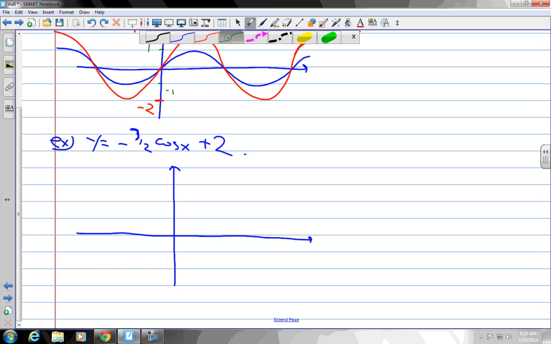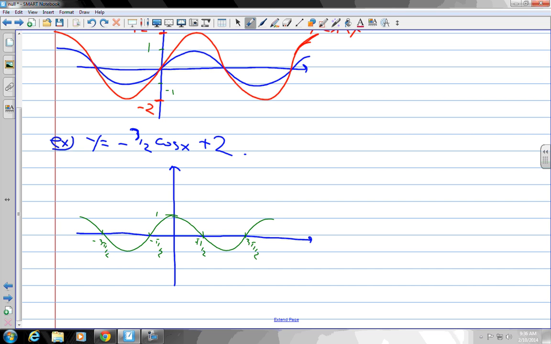So I'm going to start with the cosine curve. So this is my cosine curve. You know, this is pi over 2. This is 3 pi over 2. So again, the original cosine is between 1 and -1. What will -3/2 up front do to the graph? Stretch it vertically, and what else? And flip it. So it will now go between -3/2 and +3/2.